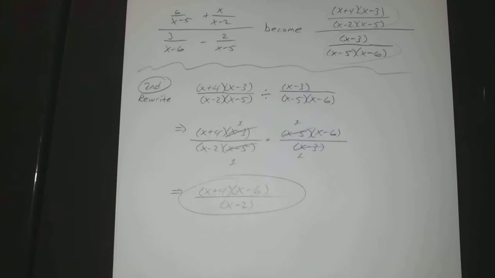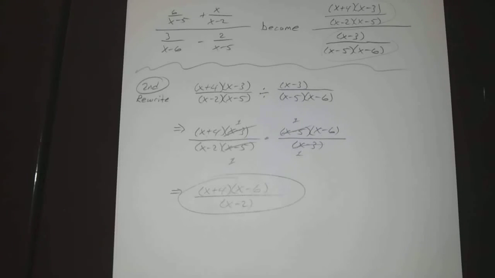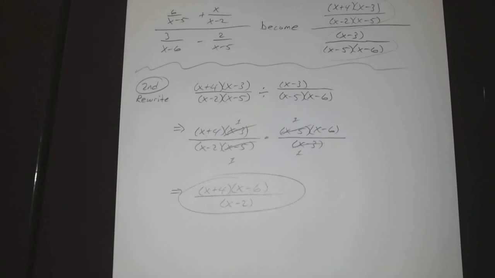All right, any questions on that one? Why can't you, like x minus 2 and x minus 6, why can't you simplify the 2 and the 6 when it comes to the same term? Oh, because you can only simplify factors. Yeah. So you can only simplify what's being multiplied. Okay. Any other questions on this one?